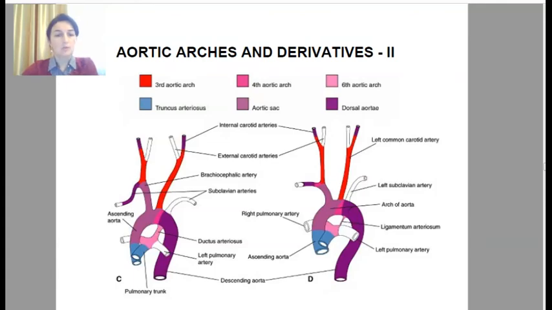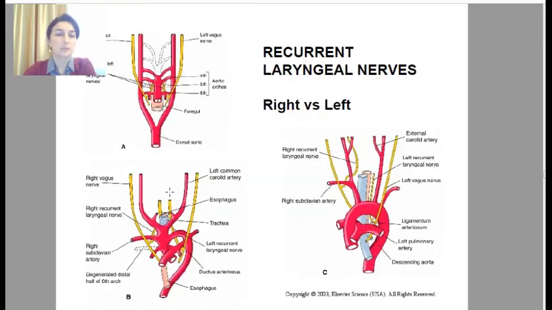Here we also can see how the aortic arch develops and which vessels develop from them, and the recurrent laryngeal nerves, how they will ascend their position and how they will hook around the blood vessels. On the right side it will be the subclavian artery, and on the left side it will be the dorsal aorta, that's the arch of aorta, because of the persistence of truncus arteriosus.